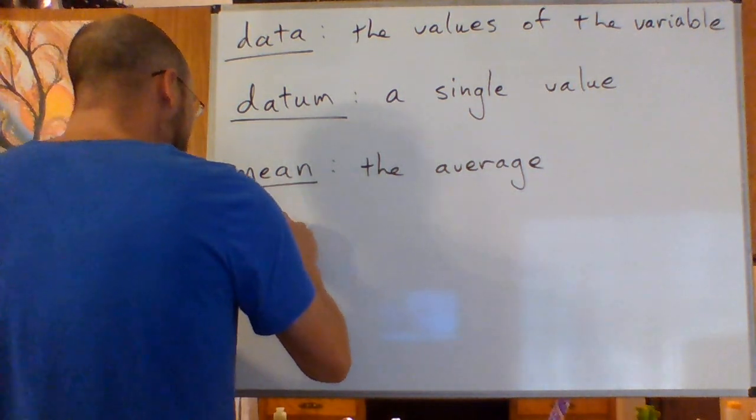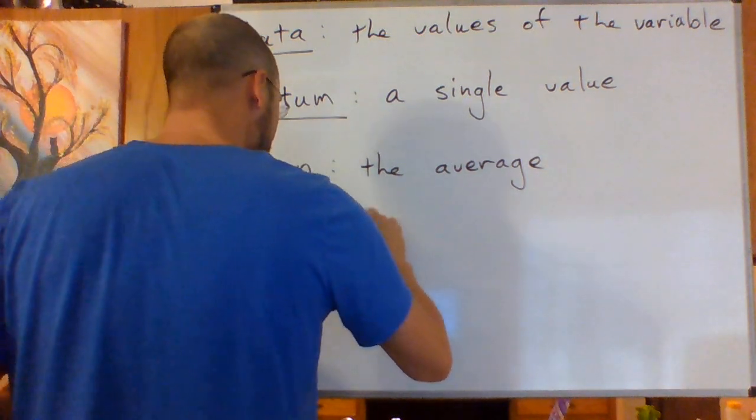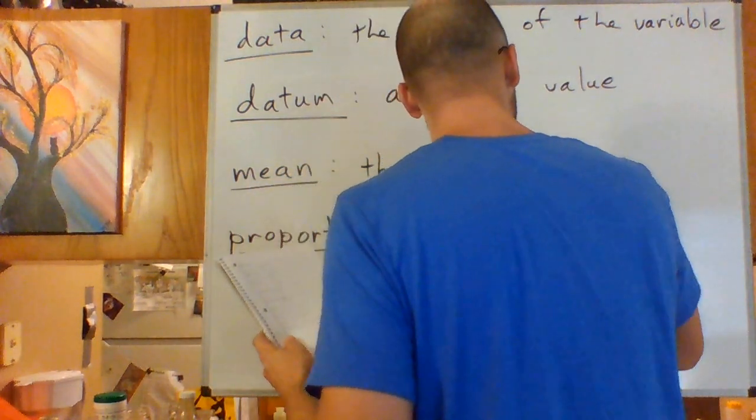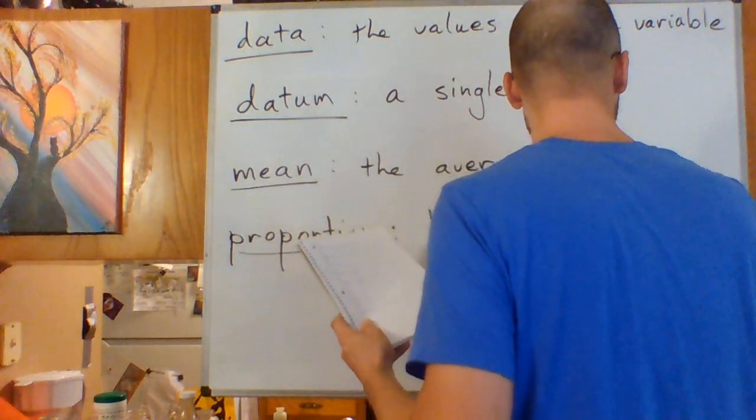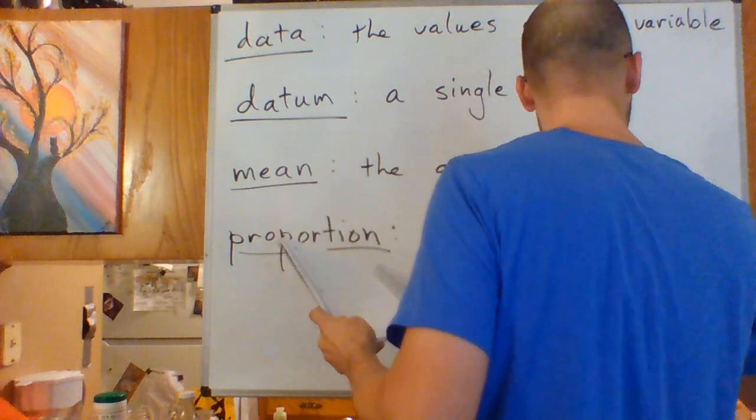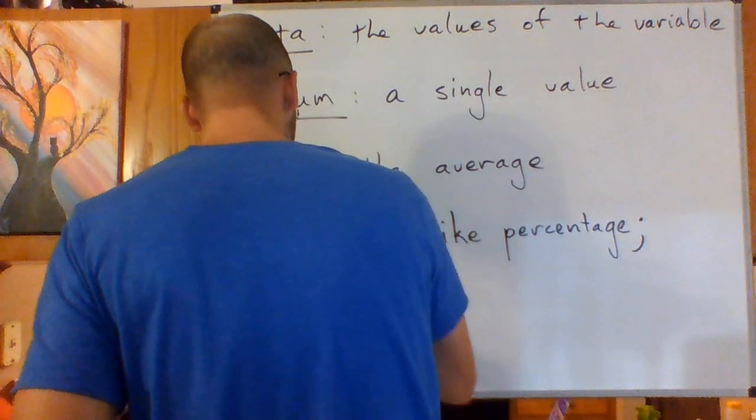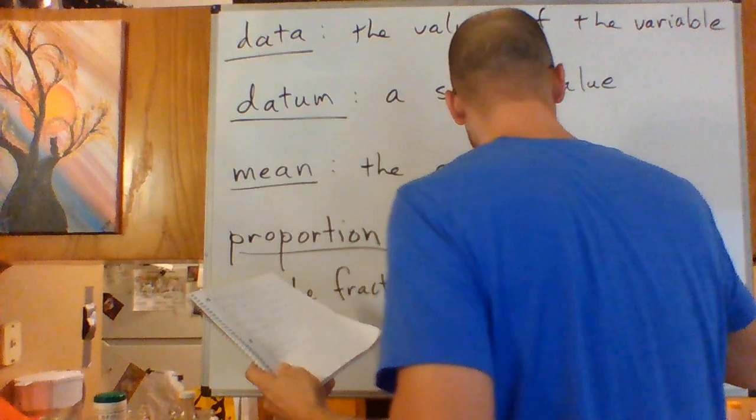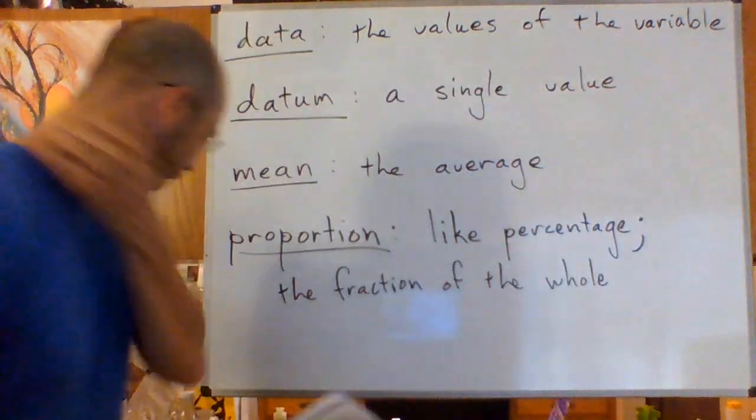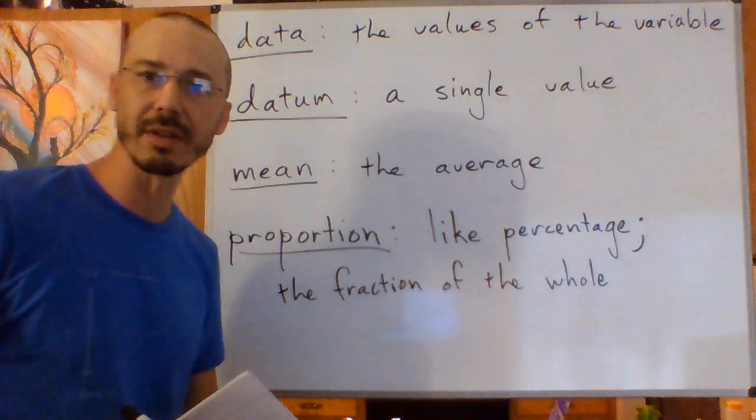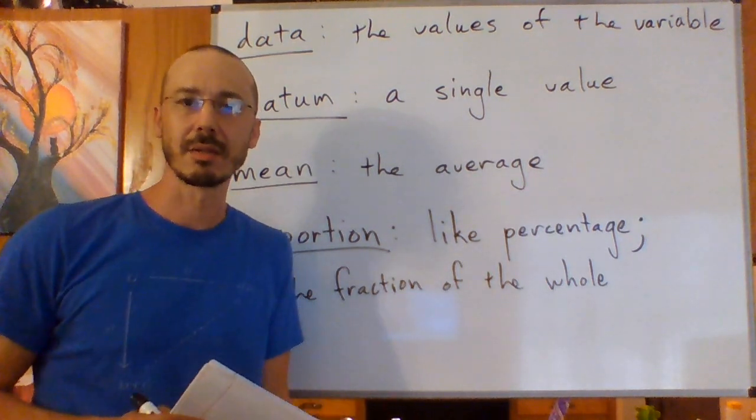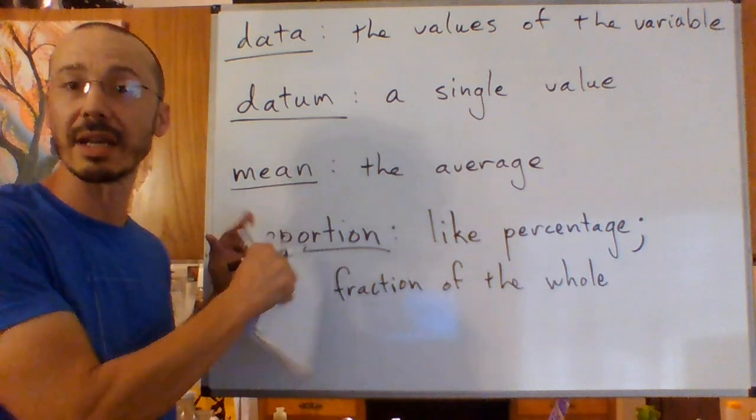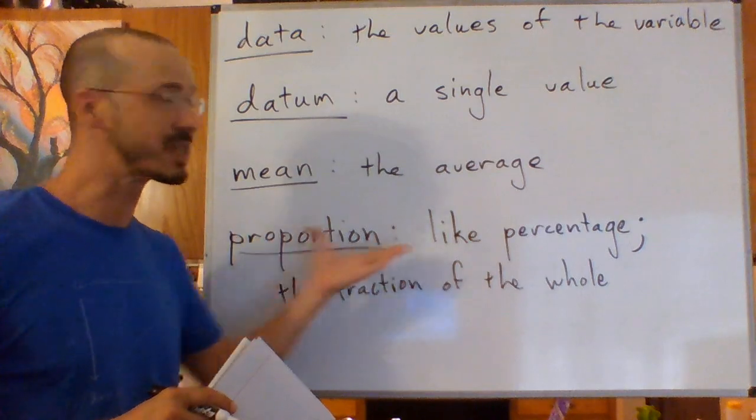And then finally, proportion is, it's like percentage. It's the fraction of the whole. So the proportion of people that get more than 6 hours a night, for example, that's most people, according to that data earlier. Anyway, proportion, it's like percentage.